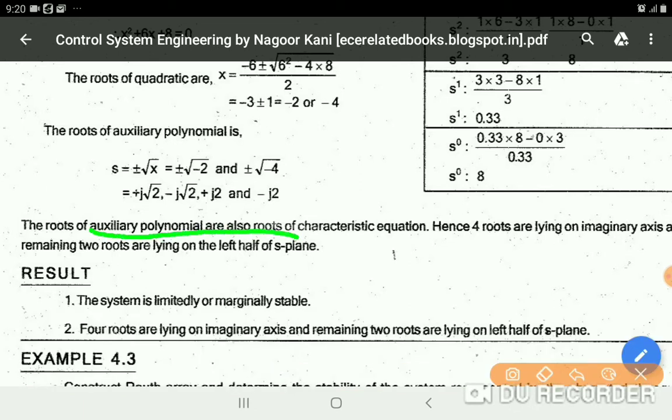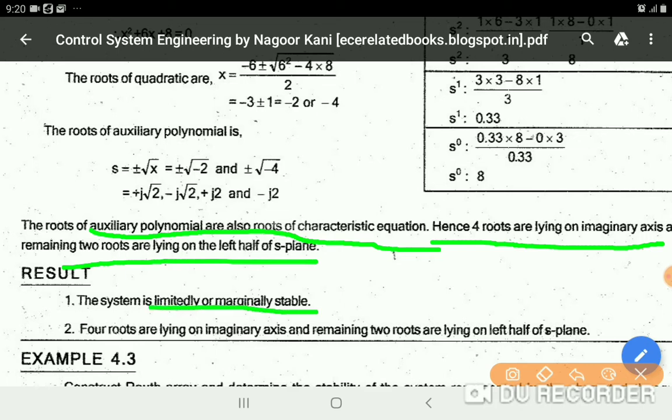As far as our discussion is concerned, we know that the roots of the auxiliary polynomial are also roots of the characteristic equation. Here we have 6 roots. 4 roots are lying on the imaginary axis and the remaining 2 roots are lying on the left half of the S-plane. So we can't say the system is either stable or unstable. Instead, it is a marginally stable system. Since roots are lying on the imaginary axis, it is marginally stable. If they were in the right half of the S-plane, the total system would be unstable. So these are all our findings from the given problem.